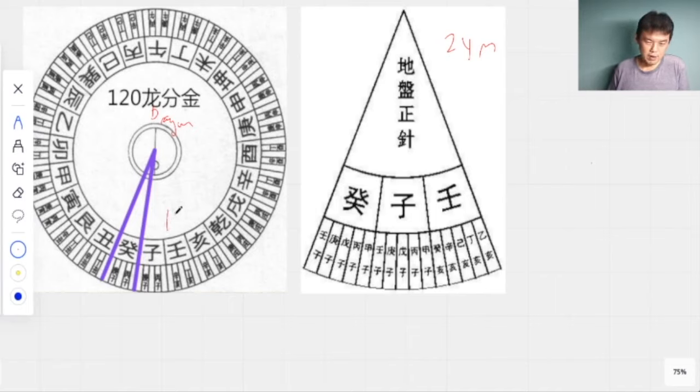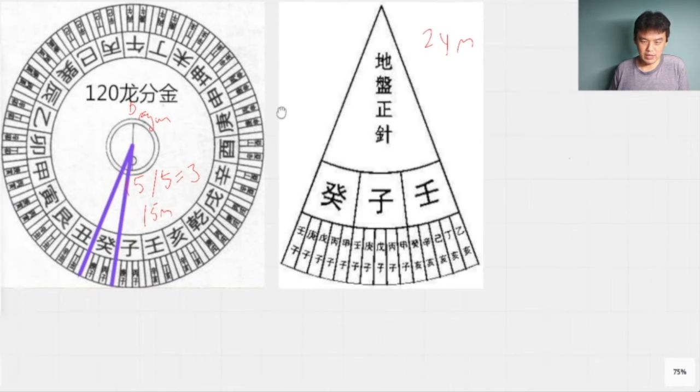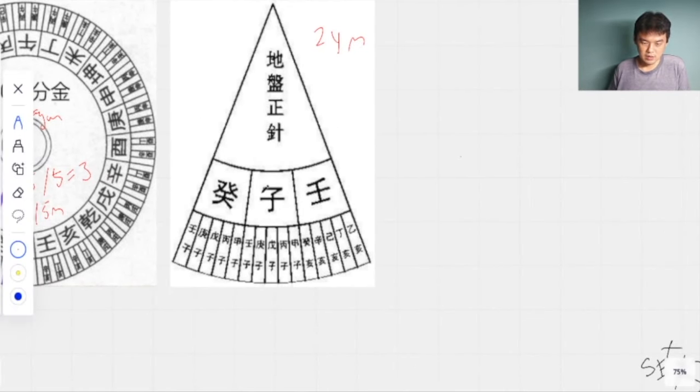What we know is that every mountain has 15 degrees. The 120 dragons will divide this mountain of 15 degrees into 5 parts. So 15 divided by 5 scales down to 3 degrees per division. Let's take a look at the enlarged version. So this is 15 degrees, and each of these is 3 degrees. 3 degrees times 5 equals 15 degrees.